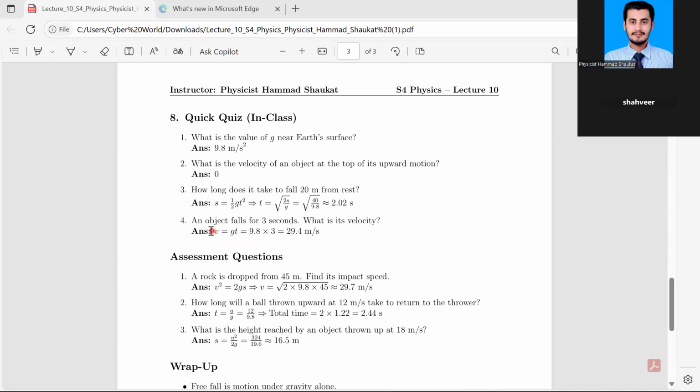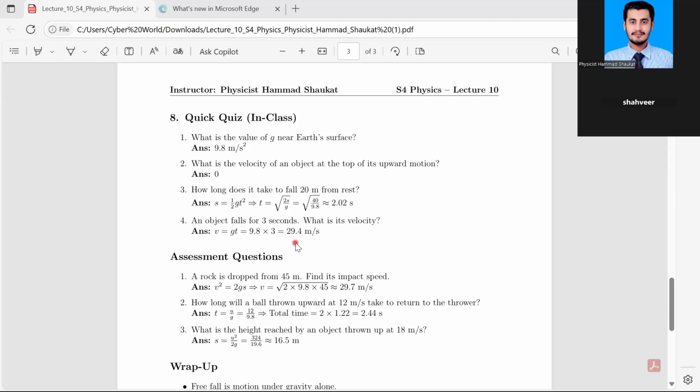Because your body is falling, that's why I have to use the positive 9.8, and the time, which is 3 seconds. So just multiply 3 by 9.8, you will get your answer, which is 29.4 meters per second.